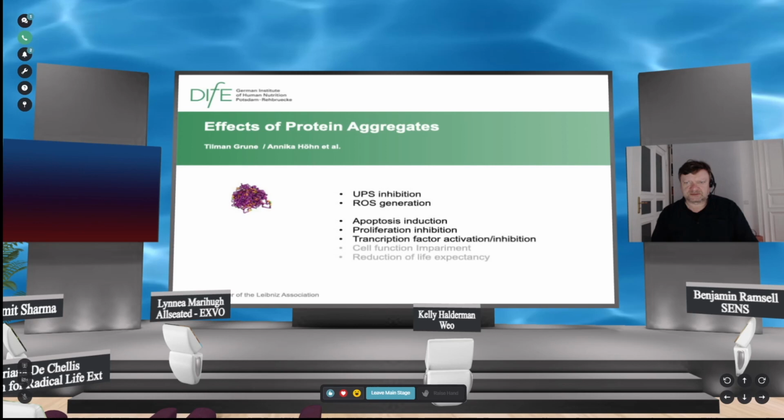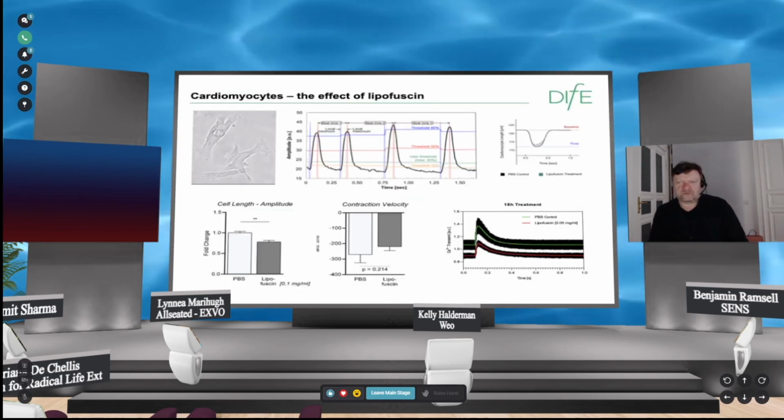And this basically has something to do with the modulation of the calcium influx. You see here the colorful green line, that's the normal, and the red line, that's the lipofuscin-loaded cardiomyocyte, and you see the calcium kinetics in these cells is different. We do not know yet why lipofuscin is influencing the calcium metabolism in cardiomyocytes.